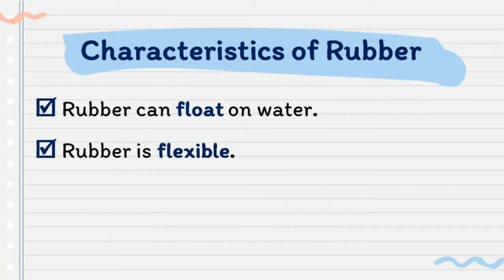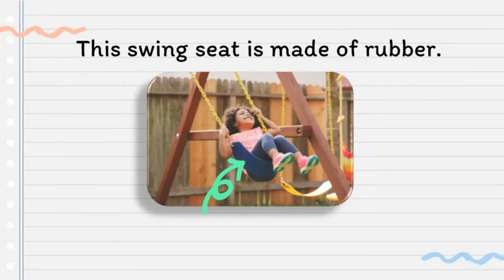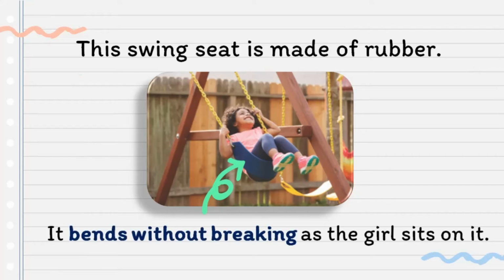Number 2. Rubber is flexible. This swing seat is made of rubber. It bends without breaking as the girl sits on it.